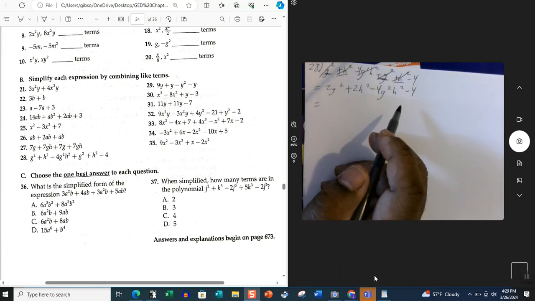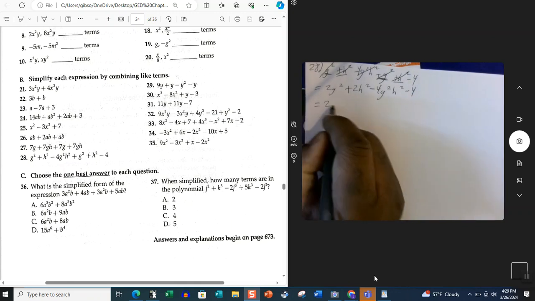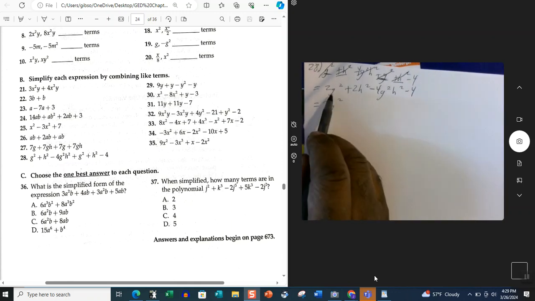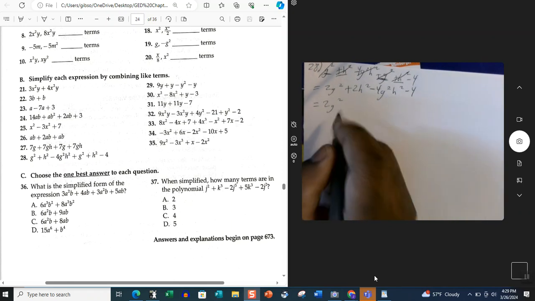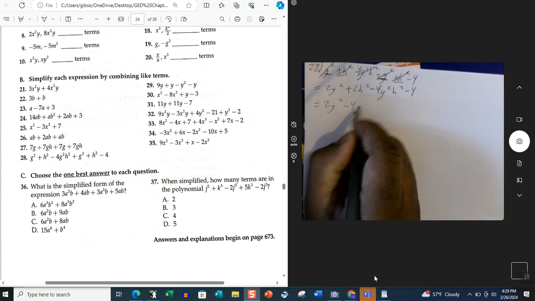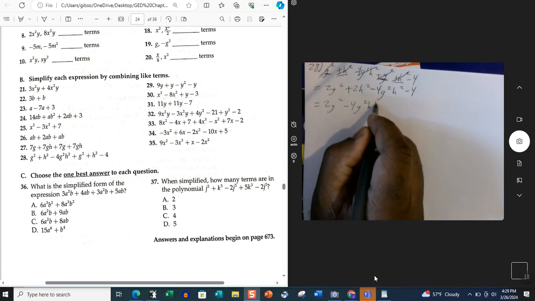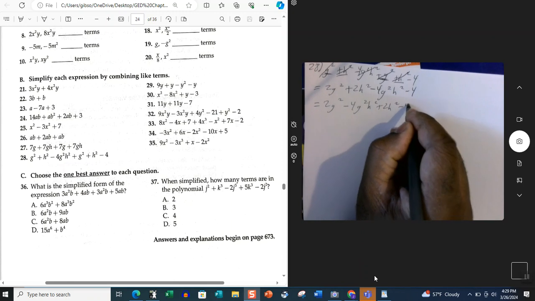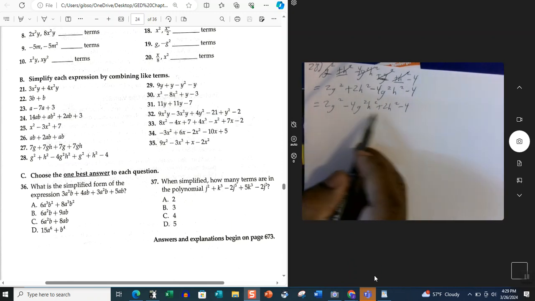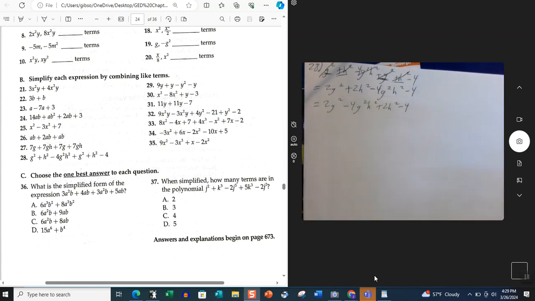But in the back of the book, if you look at it, it's going to have a slightly different answer. It's going to start off with g for the letter of the alphabet. But gh comes before h. So we'll do minus 4g squared h squared plus 2h squared and then minus 4. And this is how you set it up from smallest to greatest.